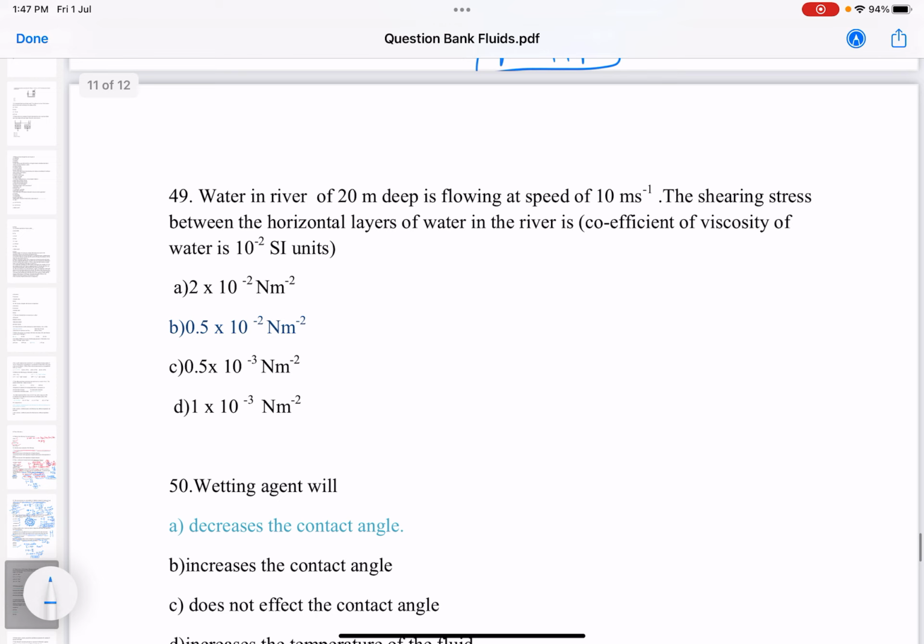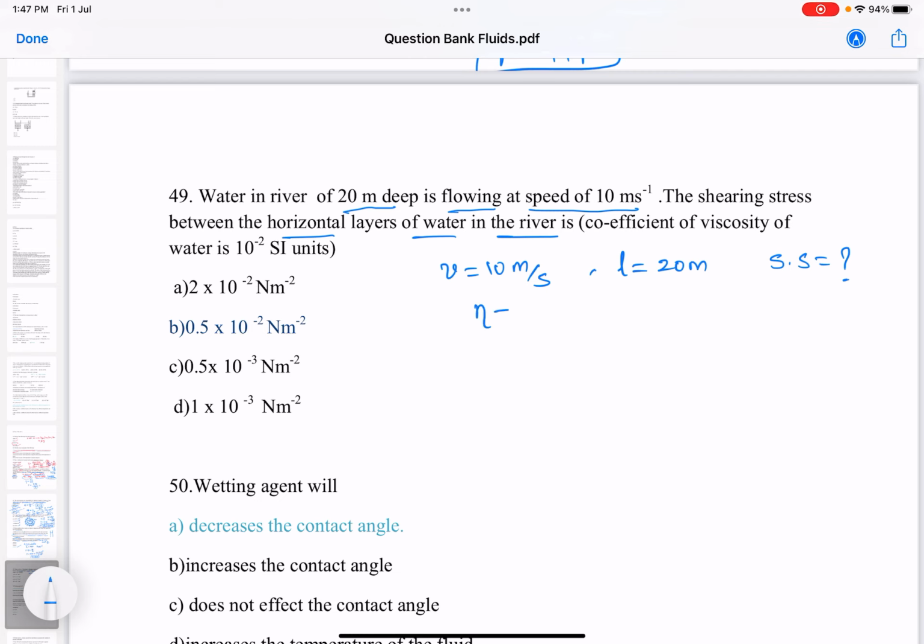Now, water in a river 20 meters deep is flowing at a speed of 10 meter per second. Velocity is 10 meter per second, and here L is equal to 20 meters. What is the shearing stress between the horizontal layers of the water in the river? Shearing stress is how much?